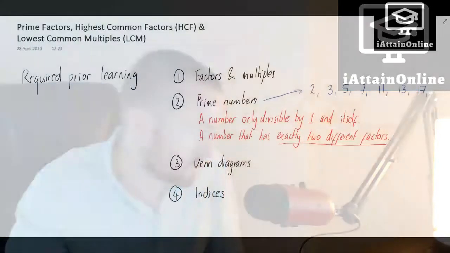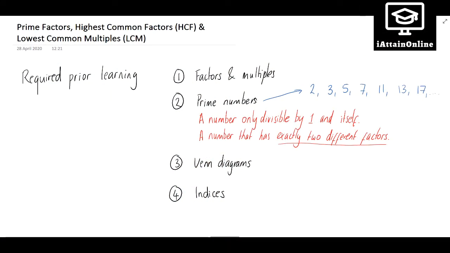Hello, so I wanted to do a video today on finding the prime factors of a number and then using those to find the highest common factor and lowest common multiple of a pair of numbers. So I've got 4 different difficulty level questions which we'll get to in a second, but just before we do, as always, I try and just give you some areas that you need to be comfortable with before you have a go at these questions.